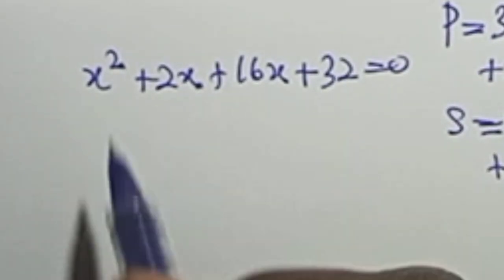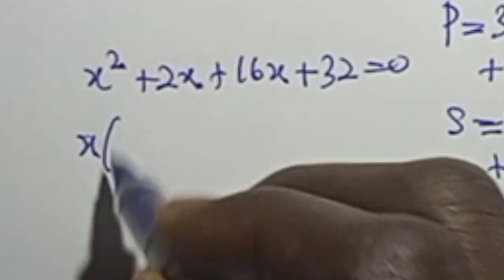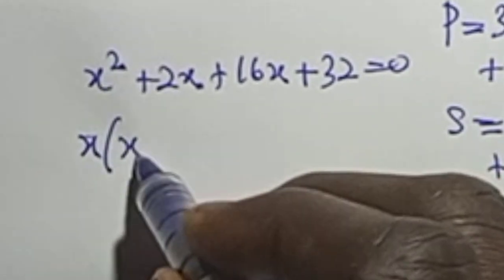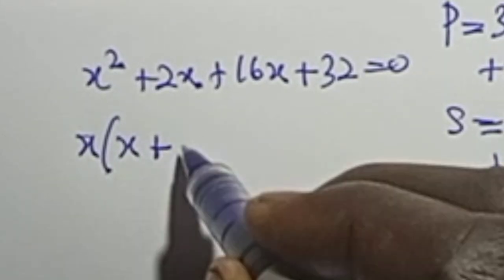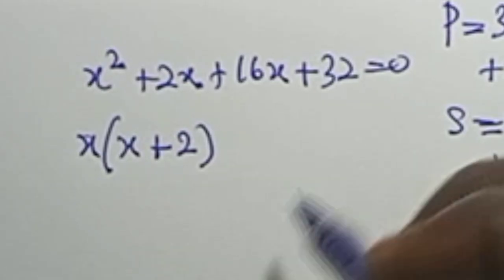Here we're going to factor out the common terms. What is common to the first two terms is x, bring out x, and x^2 divided by x will be x, plus 2x divided by x will be 2. Close the bracket. Here, what is common is plus 16.